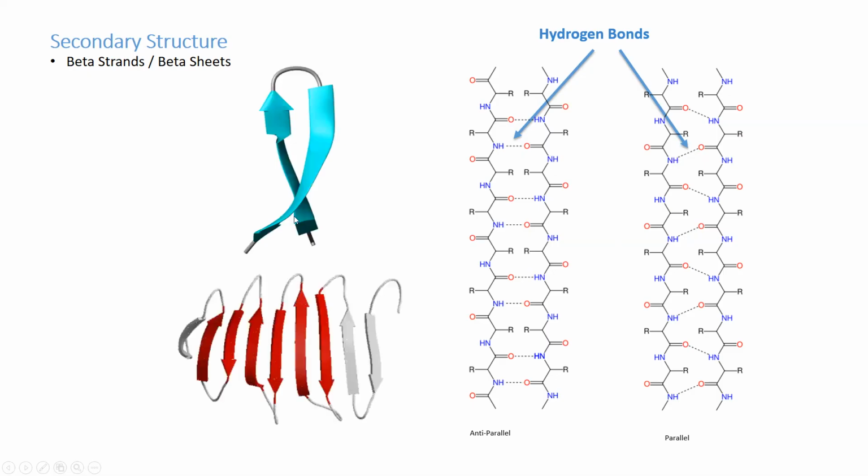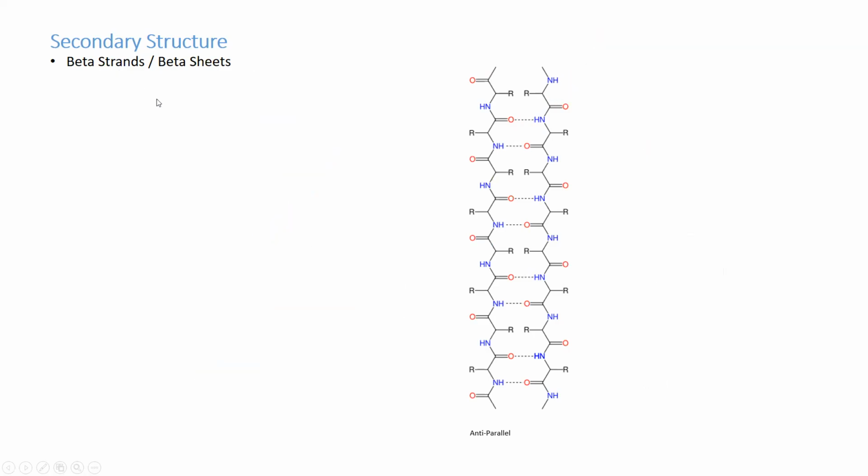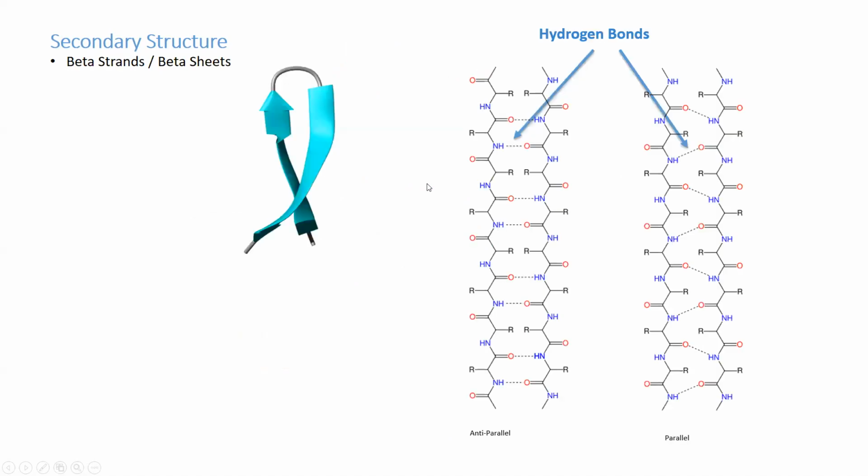Okay, that's the structure. Here they are anti-parallel. They are in opposite directions, like here. But you don't have to worry about that. Just remember that these secondary structures come either in the form of alpha helix or beta pleated sheets.